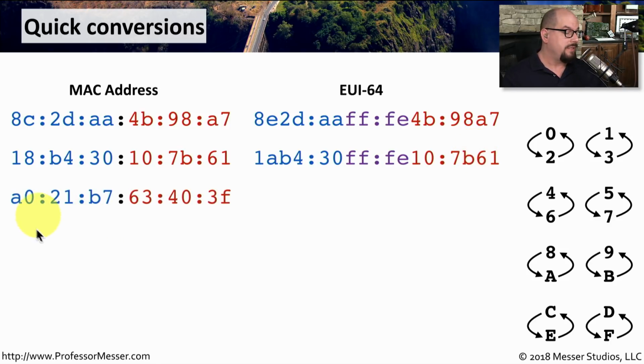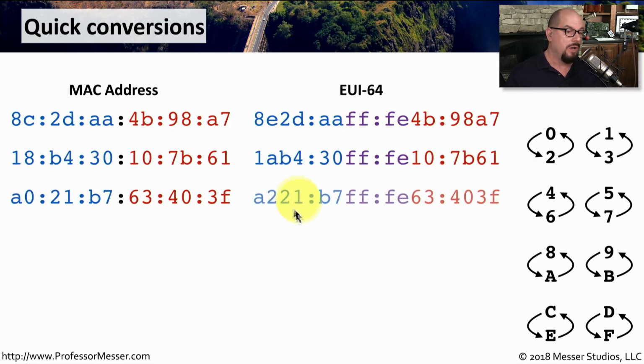Here's another MAC address that starts A021B7. So that 0 is the one we're most interested in, and you can see the corresponding value would be a 2. That means the first 3 bytes of the EUI64 would be A221B7. We'll put the FFFE in the middle and then finish with the last half of the MAC address.